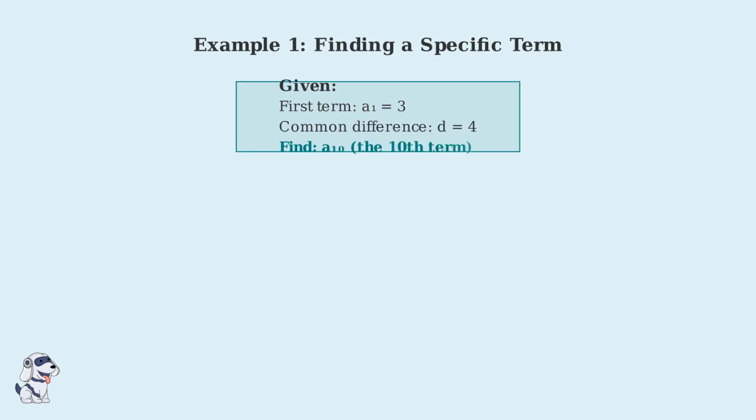Let's work through a specific example of finding a term in an arithmetic sequence. We have an arithmetic sequence where the first term is 3, the common difference is 4, and we want to find the 10th term. We'll use the arithmetic sequence formula to solve this problem. The formula states that the nth term equals the first term plus the common difference times n minus 1.